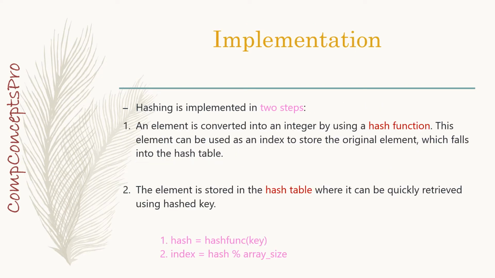There are two steps to carry out the hashing mechanism. The first step is we have to convert an element into an integer using some hash function. Then we have to store the actual element at an index position in the hash table. This index position is calculated with the help of the integer we got in step 1.